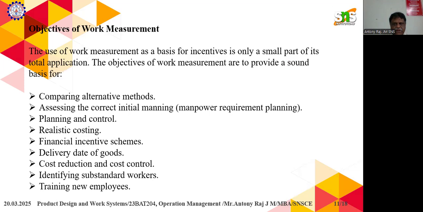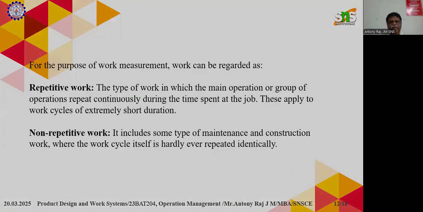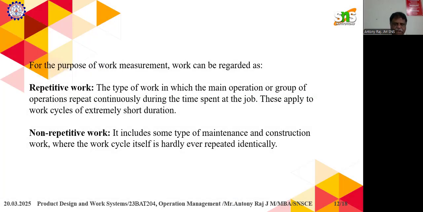The objectives of work measurement are to provide a solid basis for comparing alternative methods, assessing the correct initial manpower requirement, planning and control, realistic costing, financial incentive schemes, delivery dates of goods, cost reduction and cost control, identifying substandard workers, and training new workers. For the purpose of work measurement, work can be regarded as repetitive work, a type of work in which the main operations or group of operations repeat continuously during the time spent at the job. These apply to work cycles of extremely short duration.